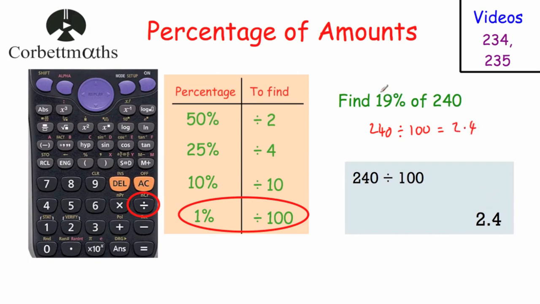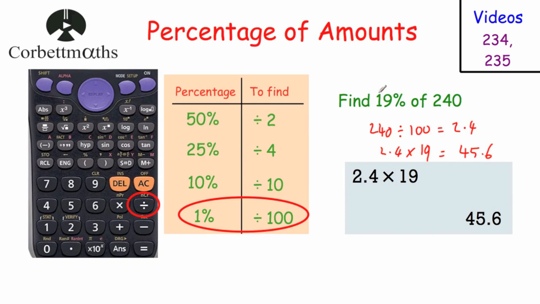And then if we wanted to find 19% of 240, I would just take our 1%, which is 2.4, and I would multiply by the percent we want, which is 19. So then you do 2.4 multiplied by 19, and you'll find an answer of 45.6, and that's it. So 19% of 240 is 45.6. So to find the percentage of an amount on a calculator, I tend to divide by 100 to find 1% and then multiply by the percent you want.